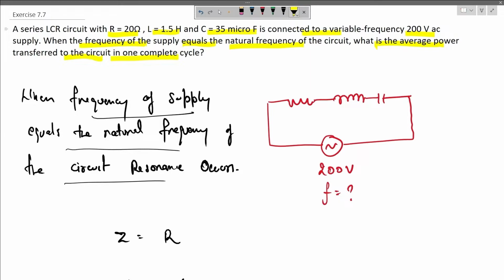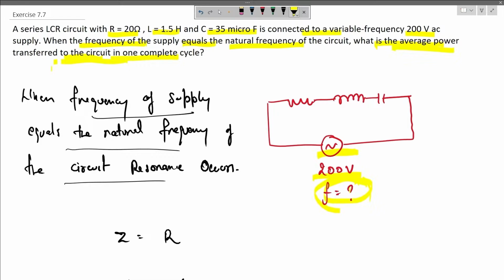Now this question can be pictorially represented like this, where this is the AC power supply of 200 volts, and the frequency is variable over here. We have to find the frequency at which the natural frequency of the circuit meets, or resonance happens. And at resonance, what is the average power transferred to the circuit in one complete cycle?